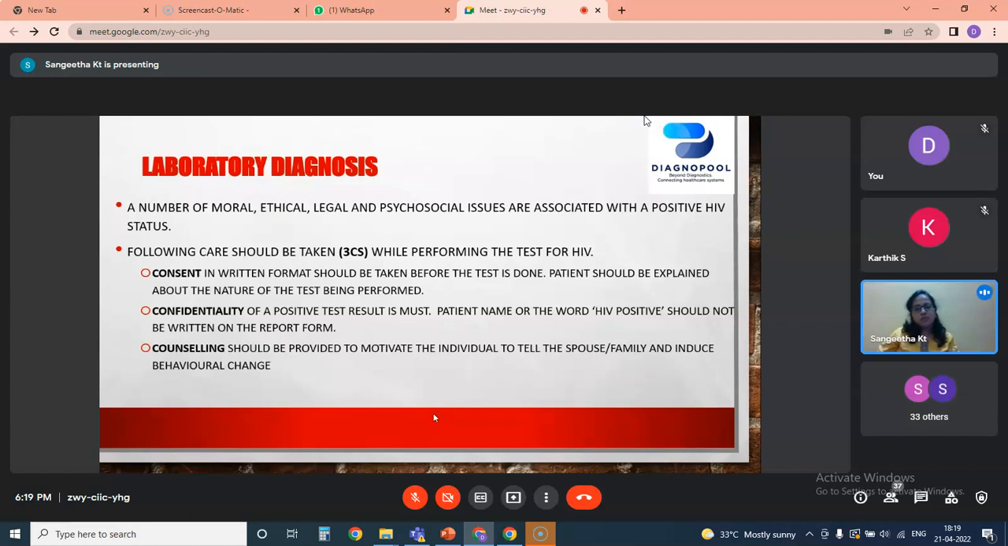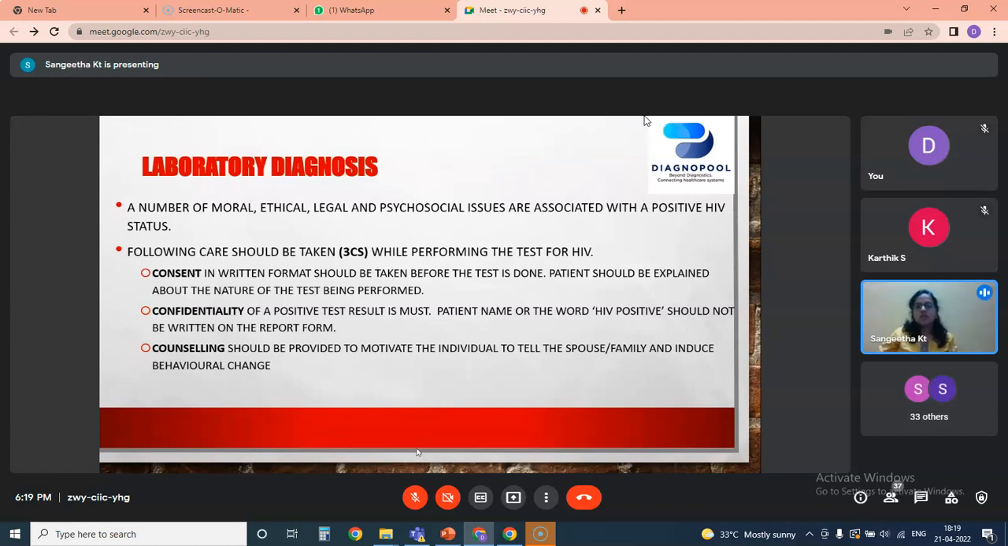Next, coming to the confidentiality, confidentiality of a positive result is a must. Patient name or the word HIV positive should never be written on the report format. Next is post-test counseling, which is very much important. So two things are very important: pre-test counseling and consent, and also post-test counseling. In the post-test counseling, we actually motivate the individuals. The result can be either negative or indeterminate or positive.